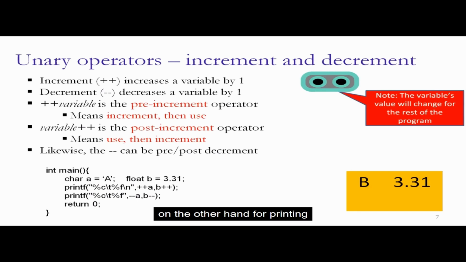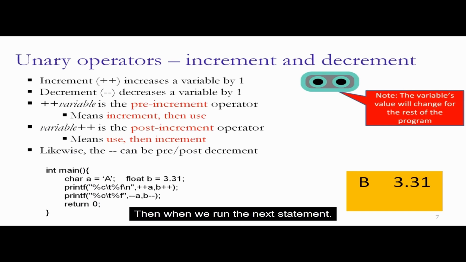On the other hand, for printing the float variable B, we use the post-increment version of the operator. In this case, we will first print the value that we already have, which is 3.31, and then add 1 to it. So after the statement has executed, the value stored in the character box is B, and the value stored in the float box is 4.31.